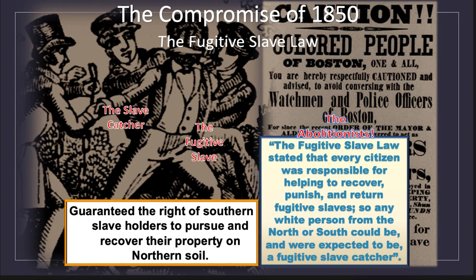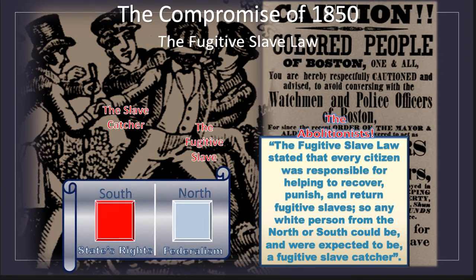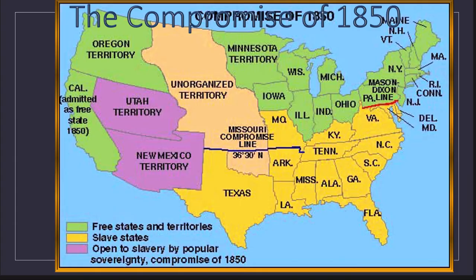And just to reiterate here, focus on this quote. The fugitive slave law stated that every citizen was responsible for helping to recover, punish, and return fugitive slaves. So any white person from the North or South could be and were expected to be a fugitive slave catcher. Regardless of what your beliefs were, this was a federal law and you had to follow it. Fugitive slave laws are a major win for states' rights. They're a major win for the South.